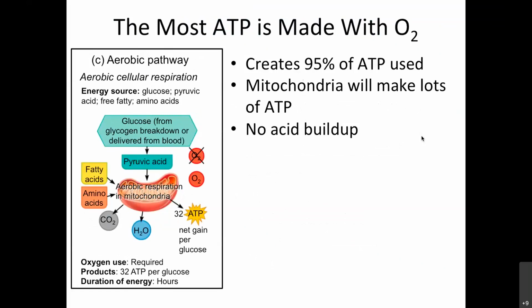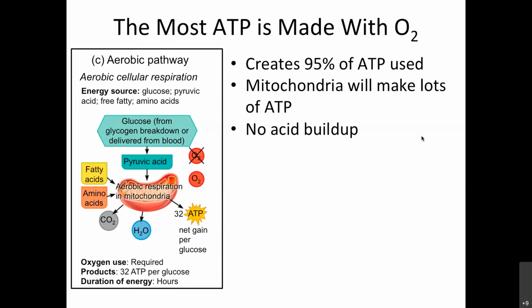The most ATP comes from aerobic respiration. So this occurs in your mitochondria. You're going to make 32 ATP for every glucose molecule. And this is how we make most of the ATP we use. It's good because we don't build up any acid, and we're using oxygen to make ATP here efficiently.